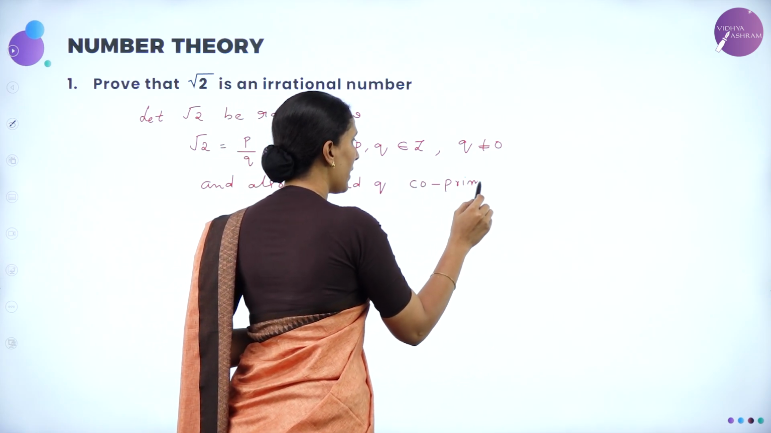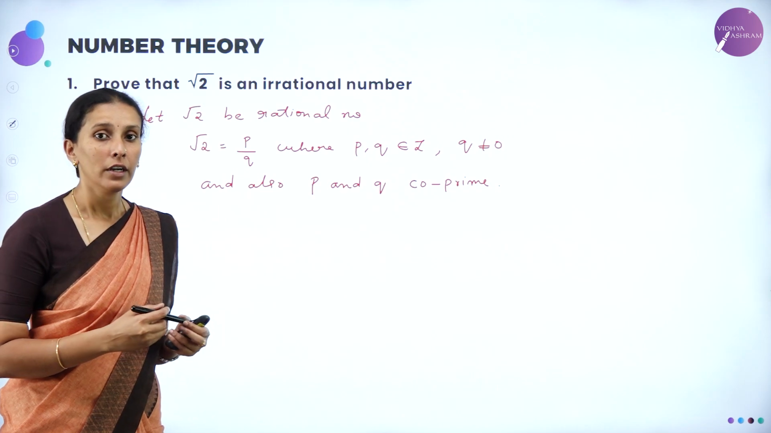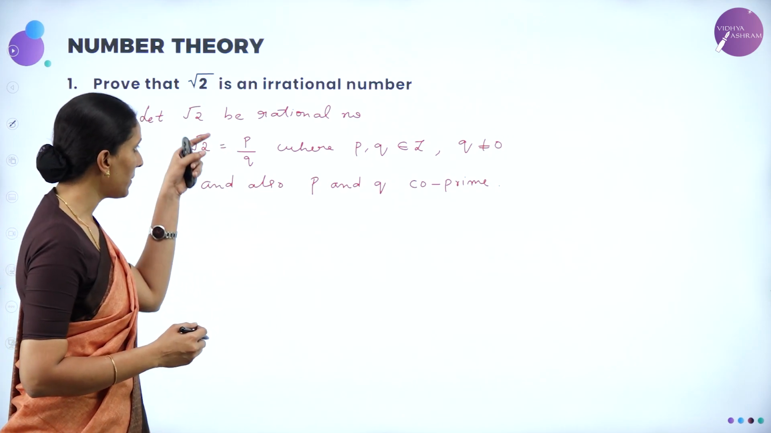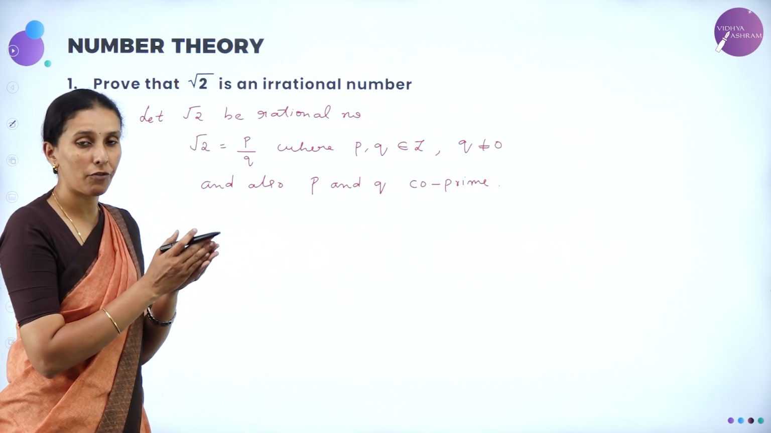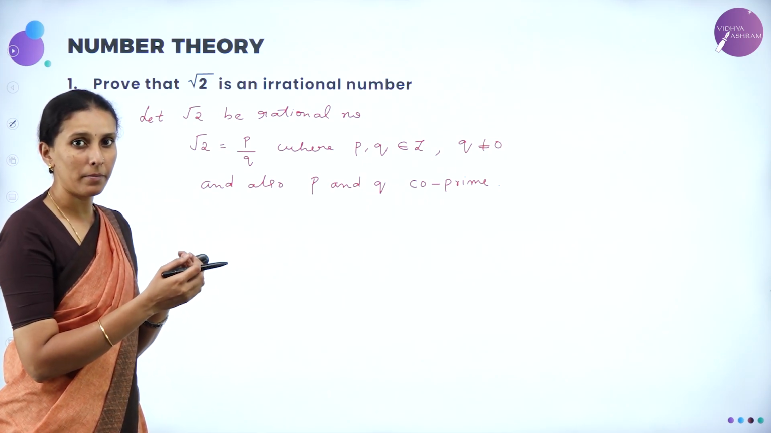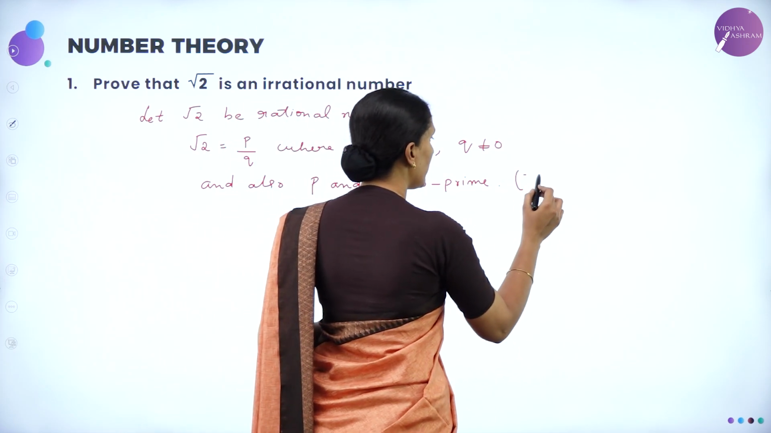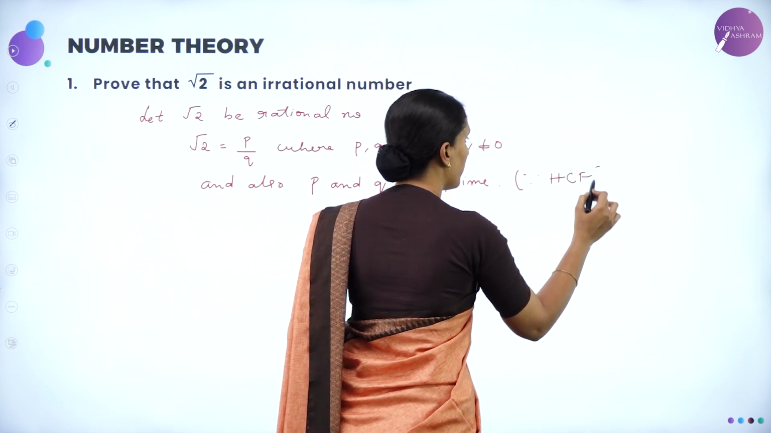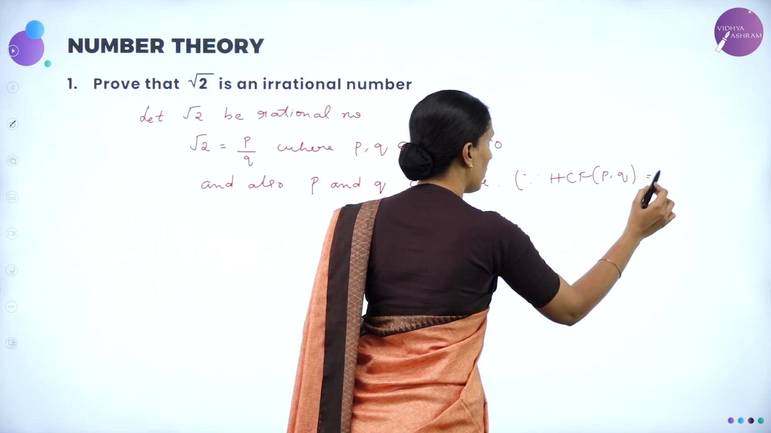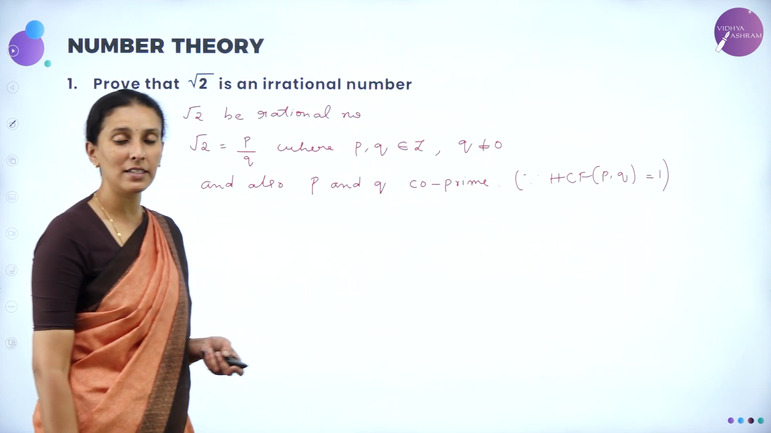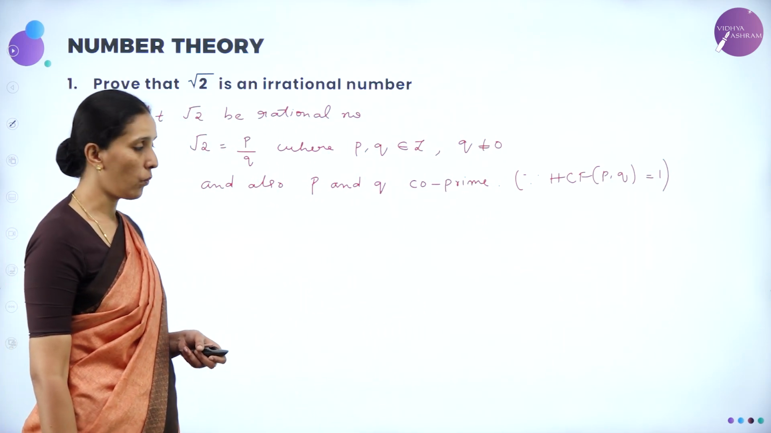So what do you mean by co-prime? The HCF of two numbers is equal to 1. That means p and q will be in the simplest form, and their HCF is equal to 1. So here, this means HCF of p and q is equal to 1. So they are co-prime numbers, meaning the HCF of the two numbers is 1.